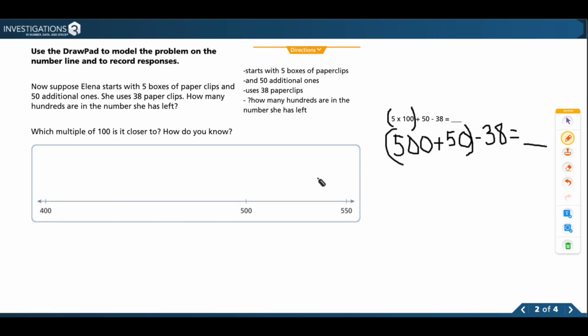So on my number line, I'm going to come over here, and that means that I need to have 500 plus 50. And so all I'm doing is focusing on my tens place. So 500 plus 50 would be 550. And so now we're going to take away 38. So I'm first going to take away 30.